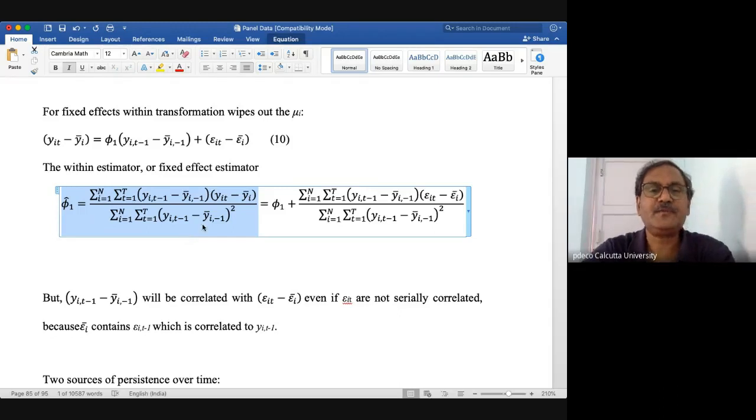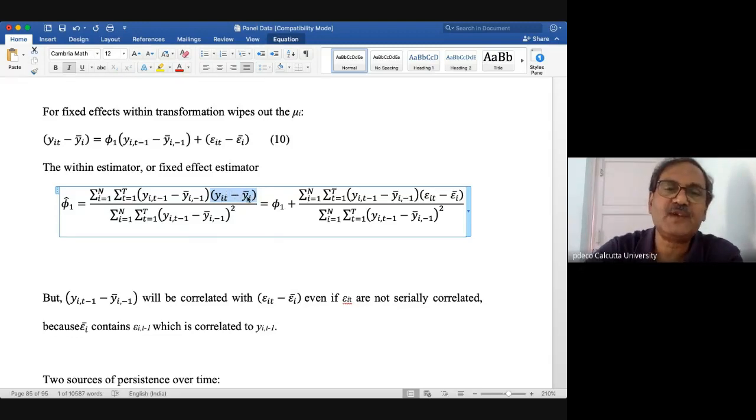Now, if you substitute the value here for yit minus y bar I, what is the value for yit minus y bar I? You can get it from equation 10. Yit minus y bar I is equal to this one. So substitute the value for yit minus y bar I, which is phi 1 into this plus this.